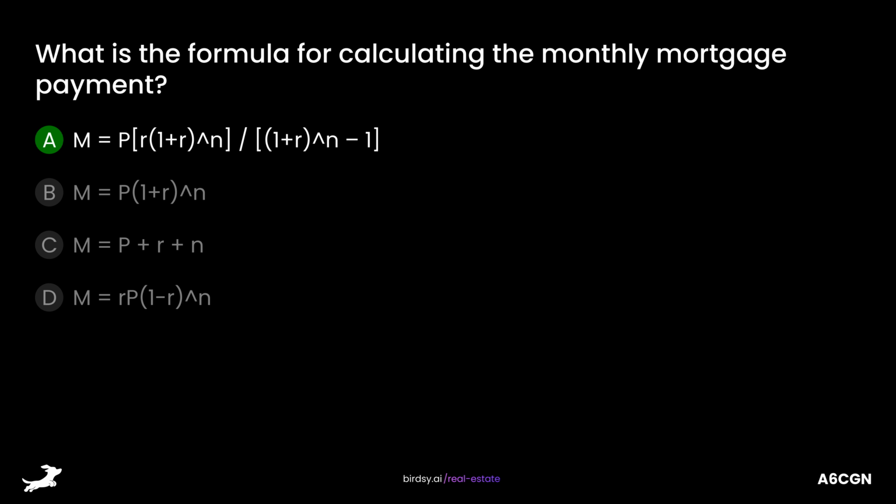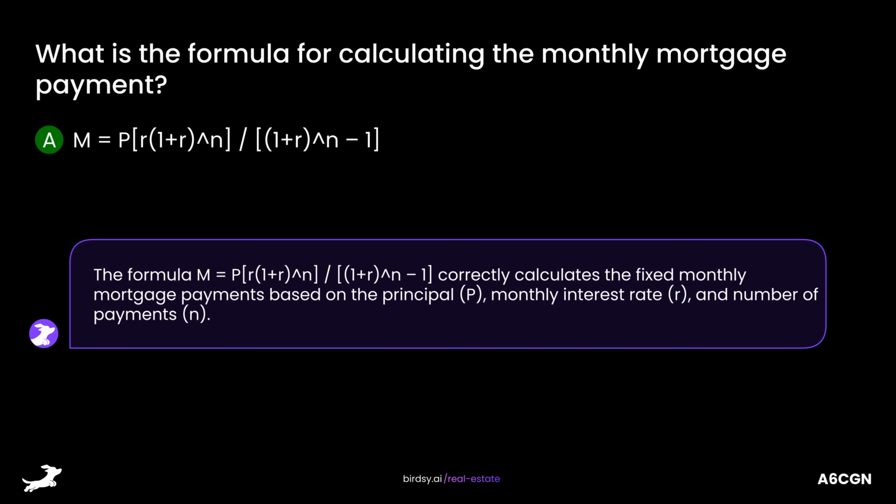The answer is A. M equals P times R times 1 plus R raised to the power of N divided by 1 plus R raised to the power of N minus 1. The formula correctly calculates the fixed monthly mortgage payments based on the principal P, monthly interest rate R, and number of payments N.